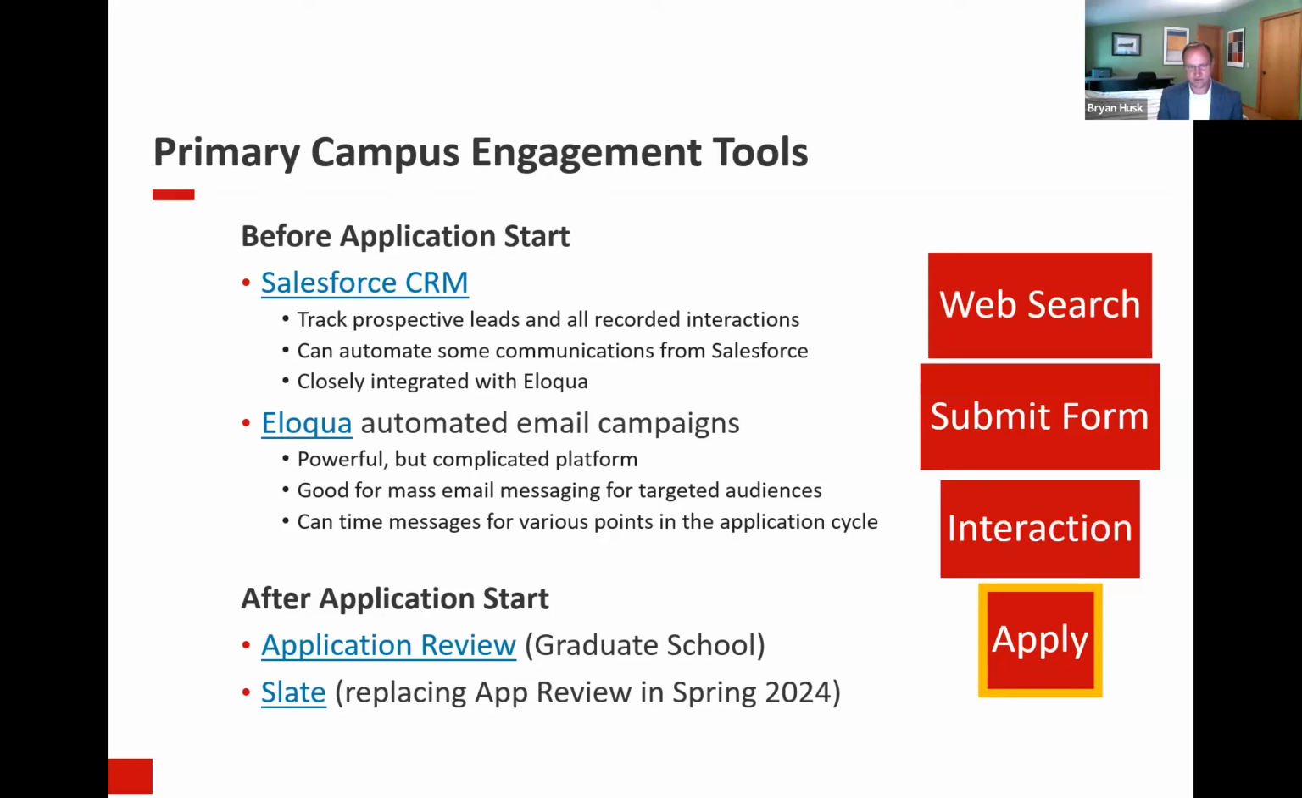And after an application is started, that data goes from Salesforce into the application review, which is the online graduate school application, which is also scheduled to be replaced by Slate in spring 2024. So a little wrinkle in that. Again, I'm speaking primarily from a graduate degree approach. I can't say much about the undergraduate recruitment process, except it must be big, right? And I think there's a common application in place. It's different from the way the graduate school app works.